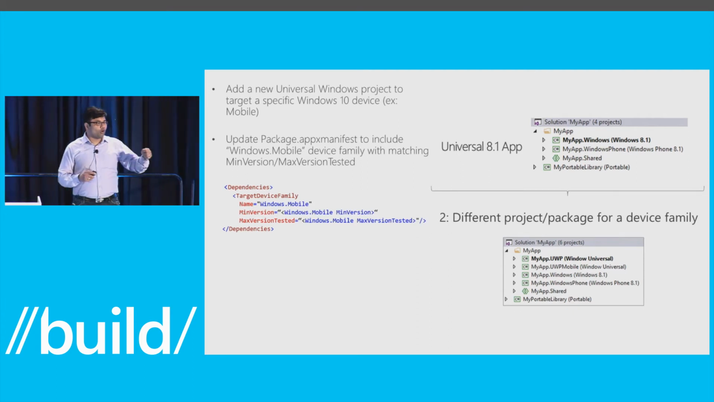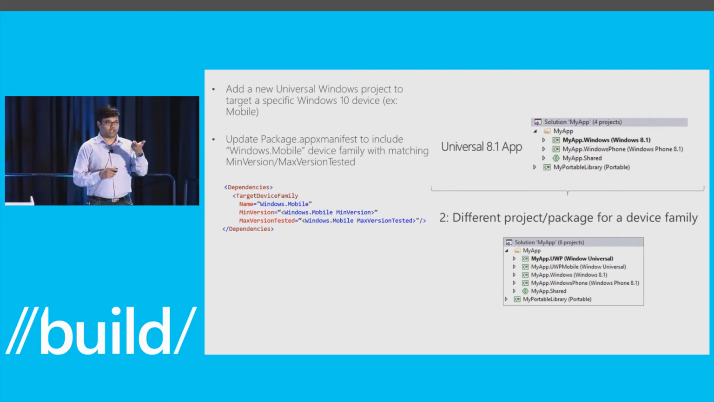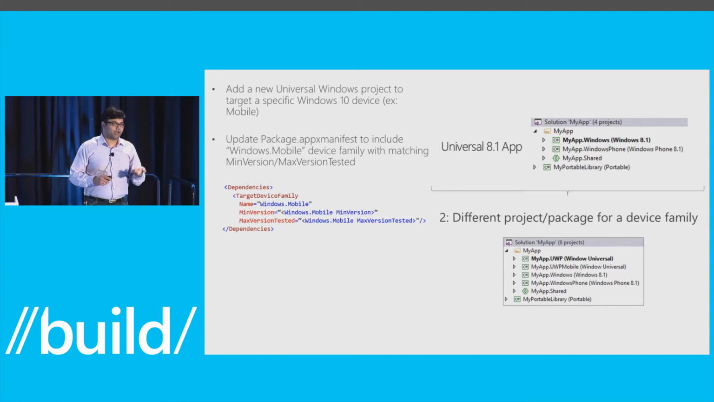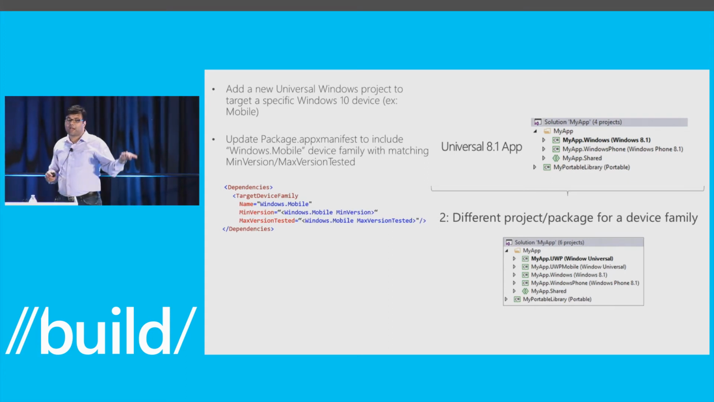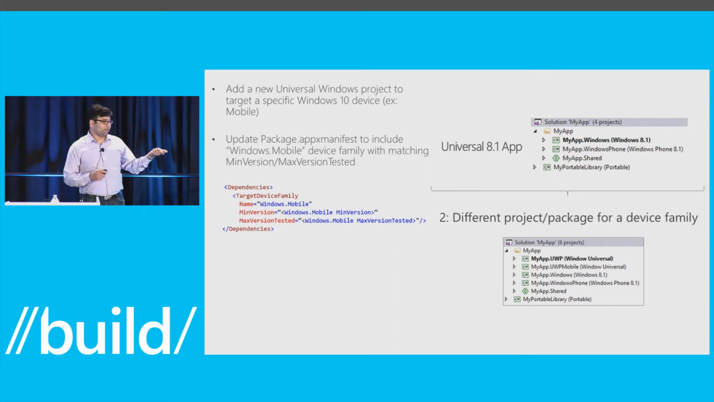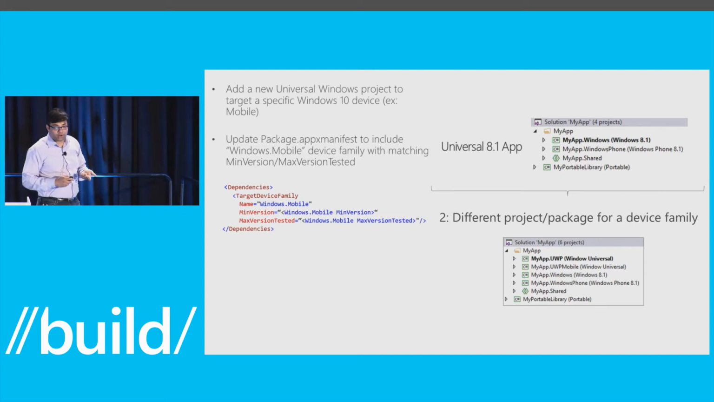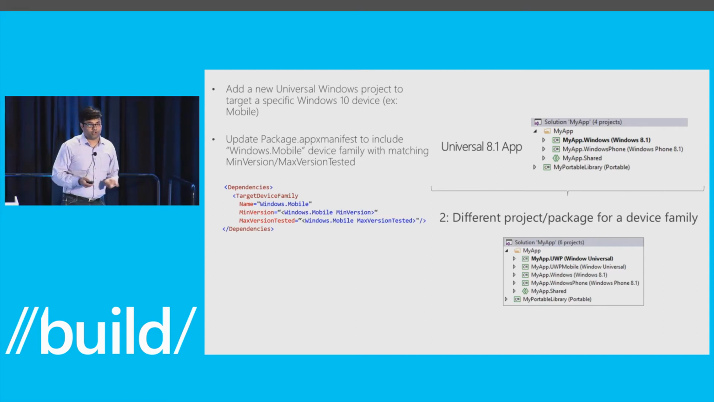So you will go to MSDN and see what the current versions of Windows.mobile running in the market are, use those values and stamp them into the manifest file, and then the package which is going to be created will only be applicable for the Windows Mobile device family, and it will not be applicable for others like desktop or IoT and Xbox.